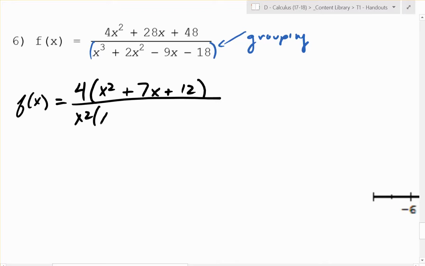So what can you factor out of the first two terms? x squared is going to be x plus 2. And what do you factor out of the second? Negative 9. You factor that out because you want to get the same thing in both places. That's the whole point of grouping. What does the numerator factor into?